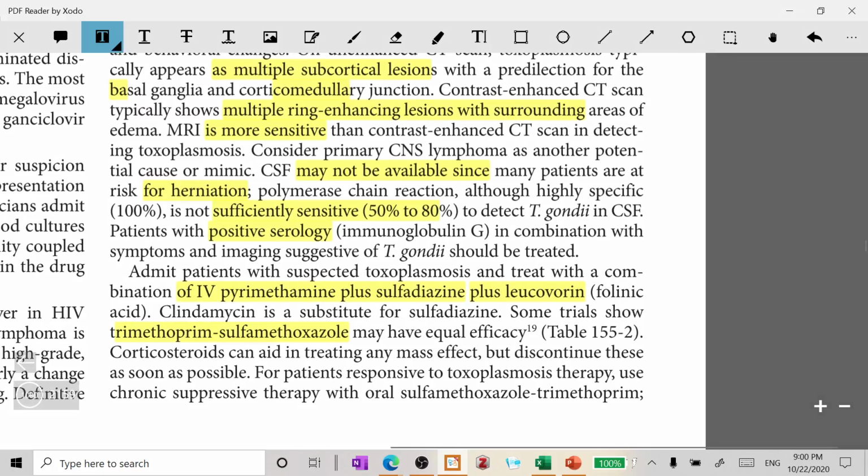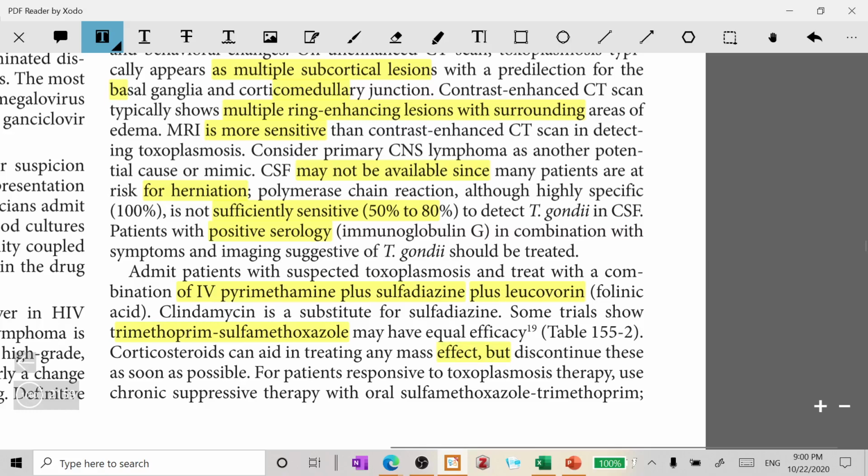So the treatment should be started. The patient should be started on IV pyrimethamine plus sulfadiazine plus leucovorin, for antagonizing the folic acid antagonist effects and supplementing them. Clindamycin may be substituted if the patient is allergic to sulfadiazine, because many patients might have an allergy to sulfur drugs. Some trials have shown that trimethoprim-sulfamethoxazole may also have equal efficacy. And if the patient has a mass effect, corticosteroids can aid in treating them.